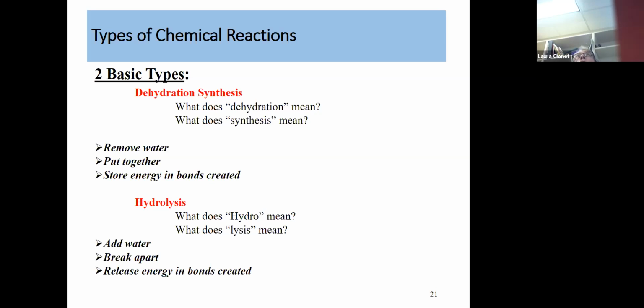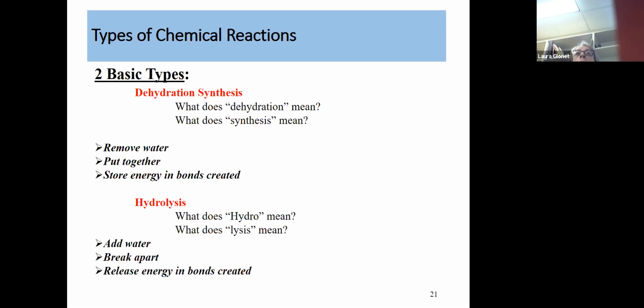When we remove hydrogen from one and an OH group from the other molecule, it opens up an area to create a bond. And that bond cements them together, so to speak. And in bonds, we store energy. So what does dehydration mean? Remove water, and synthesis means to put together. So this is how we put together a small molecule and a large molecule, or multiple molecules together to make one, or 2 larger molecules. Right? Dehydration synthesis: remove water, bind them together and store energy, create bonds and store energy in the bonds that are created.